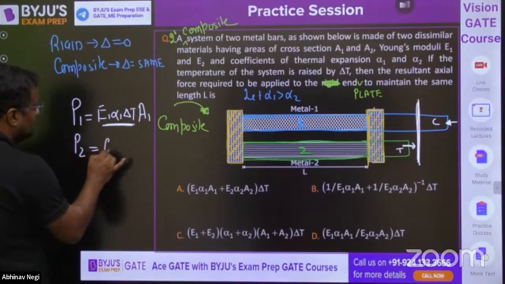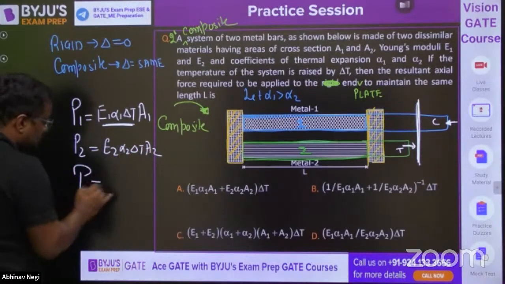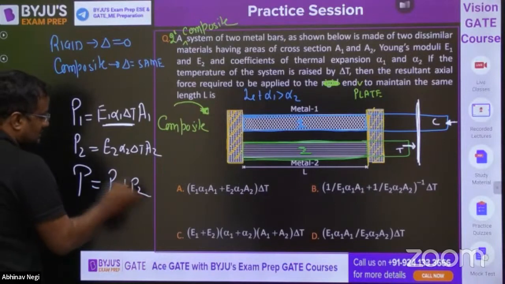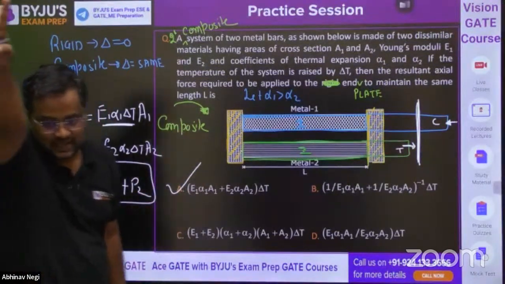And P2 will be, we have to make it delta 0. For delta 0, this much stress is coming. So force will be this much. So net force is equal to, you have to apply from either ends, compressive for temperature increase case, this will be A answer.